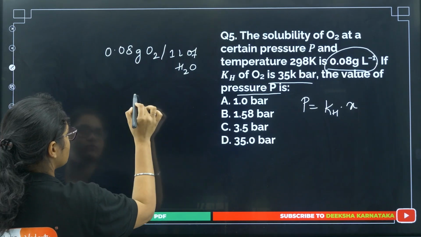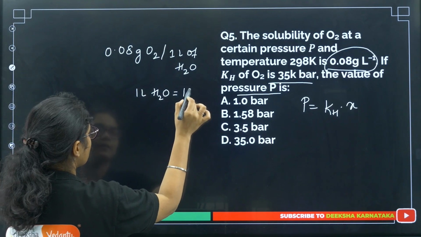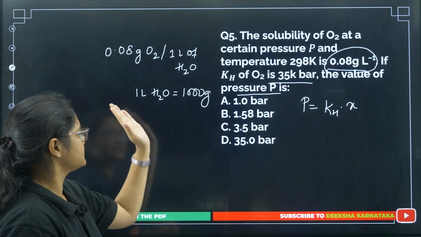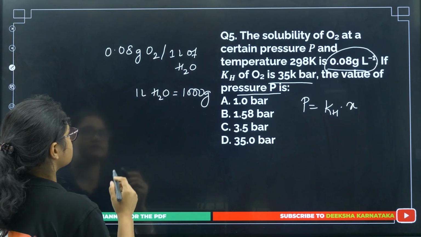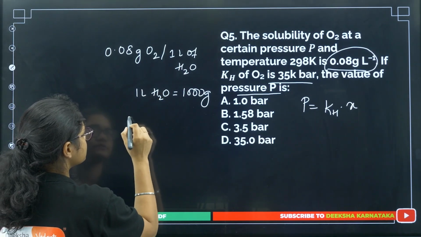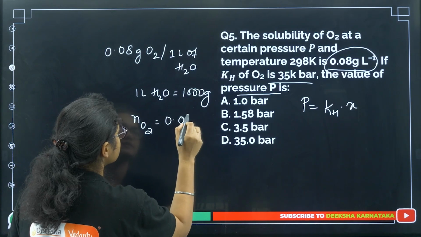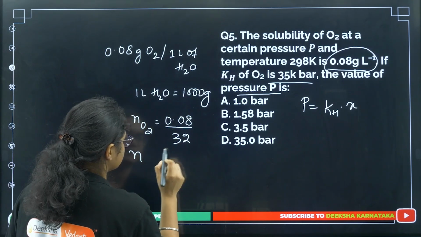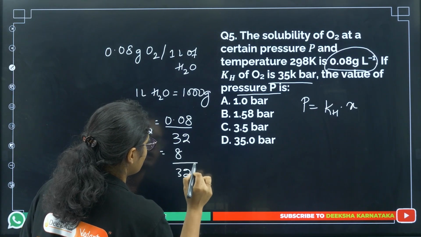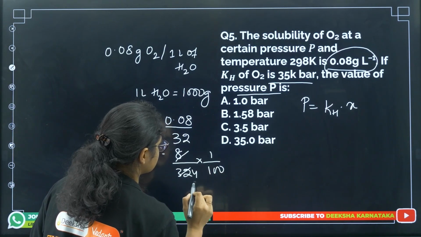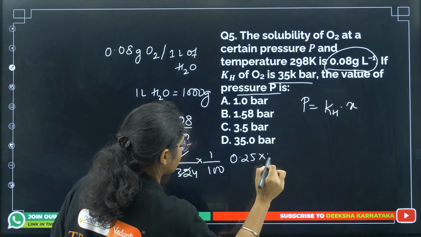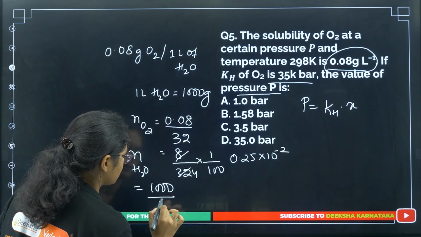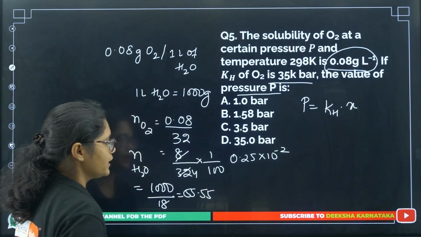So I can say that the mass of 1 liter of water will be 1000 gram, because 1000 ml and the density of 1 ml is 1 gram per ml. So 1 liter of water is 1000 gram. Now coming to this one, the number of moles of O2 is equal to given mass by molar mass, so I can write it like this: 8 by 32 into 1 by 100, so 1 by 4 is 0.25 into 10 to the power of minus 2. And the number of moles of water is given mass 1000 by molar mass 18, that is 55.55.